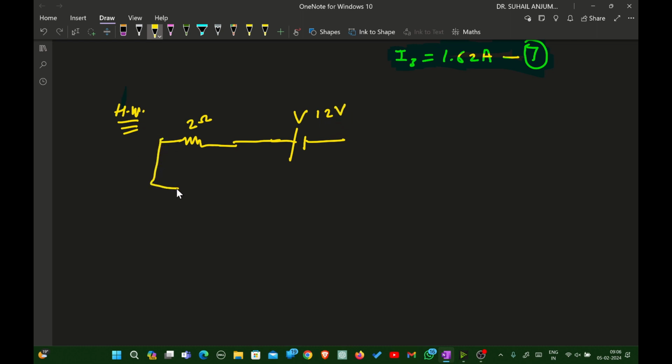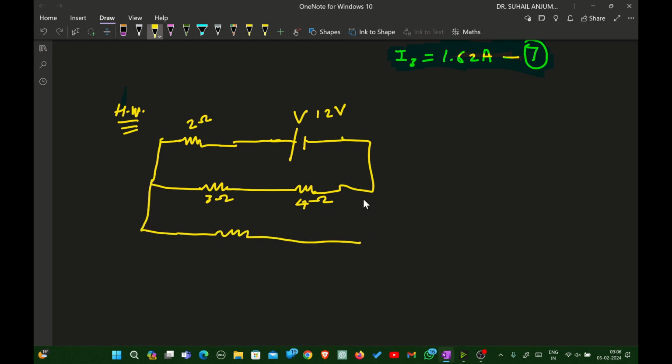Then we have 3 ohm, 4 ohm, and again we have this. Say this is 7 ohm, suppose. Now you can make the directions of current here. Generally, conventional current is from positive to negative. So you can consider this is I1, which will flow here like this.